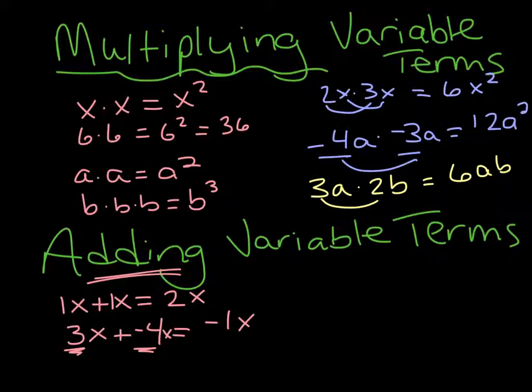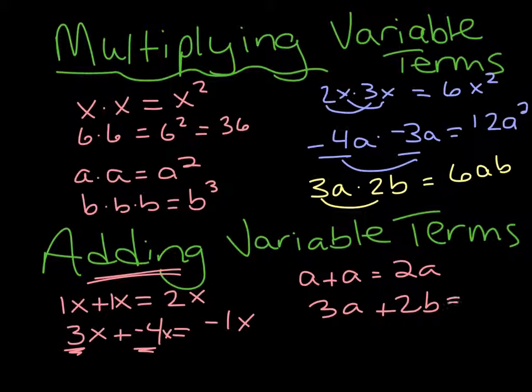Okay? If I had like the one up above, let's just say a plus a, that's 2a. But if I had 3a plus 2b, I don't have like terms. This one's an a, this one's a b, so they're not like terms. So therefore, my answer is just 3a plus 2b. There's nothing that I can do to simplify them.